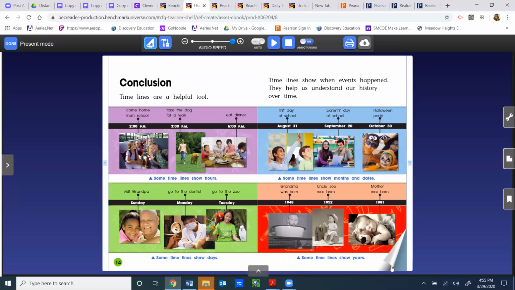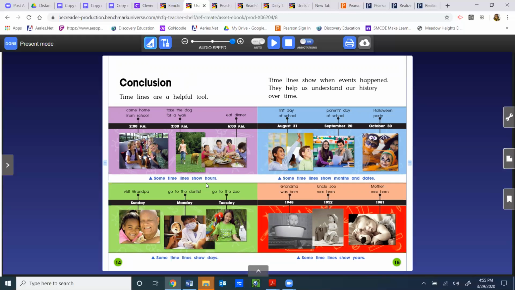Conclusion. Remember, conclusion means like wrapping it up, the end. Timelines are a helpful tool. Timelines show when events happened. They help us understand our history over time. Let's take a look at these different timelines that we see here.